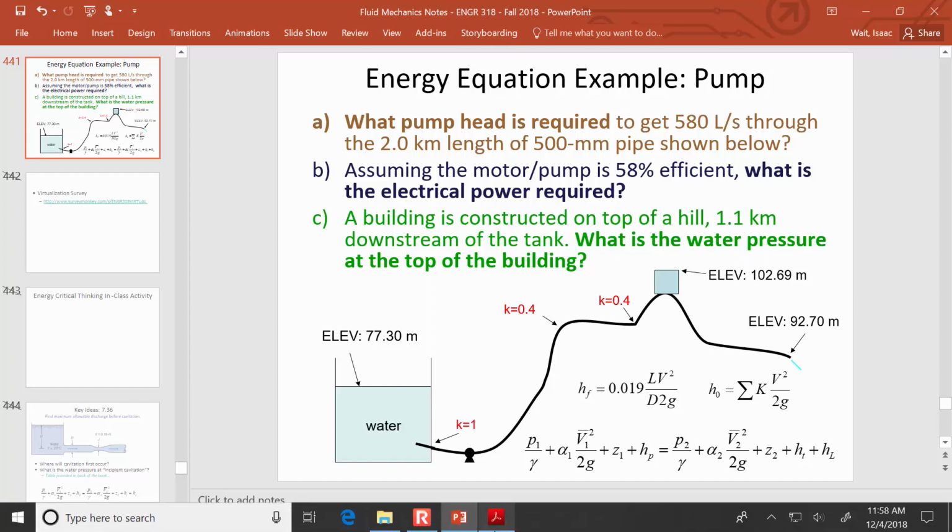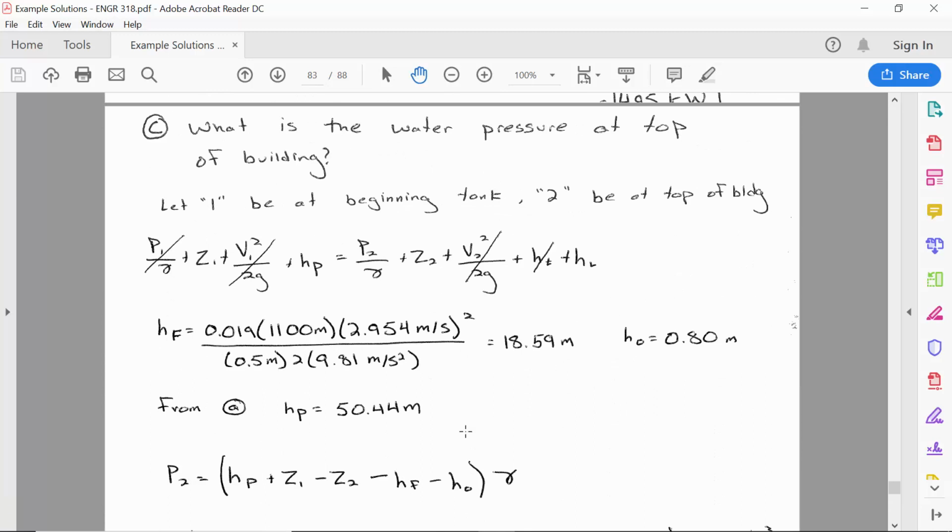So let's look at the solution here. In part C, the water pressure at the top of the building. So 1 is at the tank, 2 is at the top of the building. Now the pipe friction only includes 1,100 meters rather than 2,000. So the H sub F is going to be 18.59 meters, but the local losses will be the same, 0.8. The pump is still operating the same as it was before, so 50.44 meters of pump head.